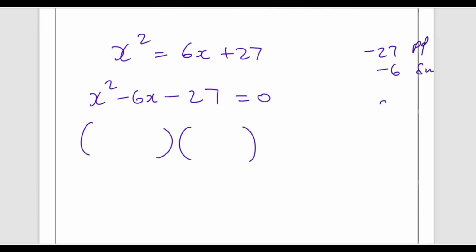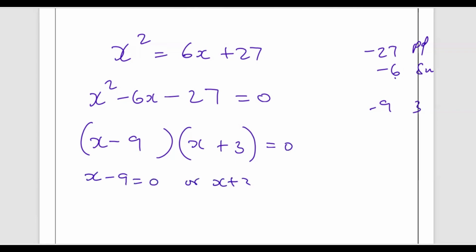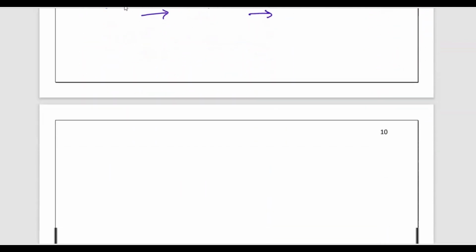So if I look at 9 and 3, that's a negative 9 and a 3. If you add these, we're going to get a negative 6. If you multiply, you get a negative 27. So (x minus 9)(x plus 3) is equal to 0. So x minus 9 is 0, or x plus 3 is 0. Simplify this, x is 9, or x is negative 3. And then these will be our answers. All right, so remember I said two answers.